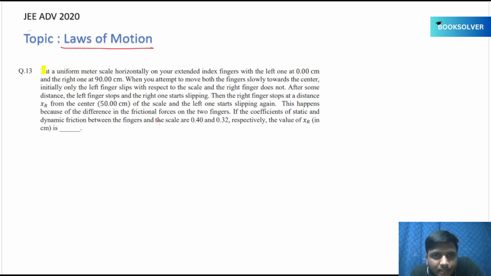It says that we are given a uniform meter scale which is placed horizontally on my extended index fingers, with the left one at 0 centimeter and the right one at 90 centimeter. When you attempt to move both the fingers to the center, initially only the left finger slips with respect to the scale and the right finger does not. After some distance, the left finger stops and the right one starts slipping. Let XR be the distance from the center, that is 50 centimeter obviously, of the scale where the left one starts.